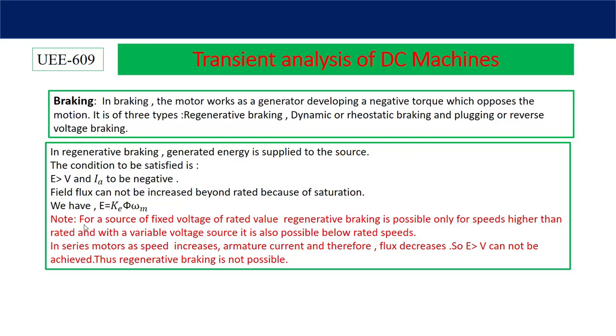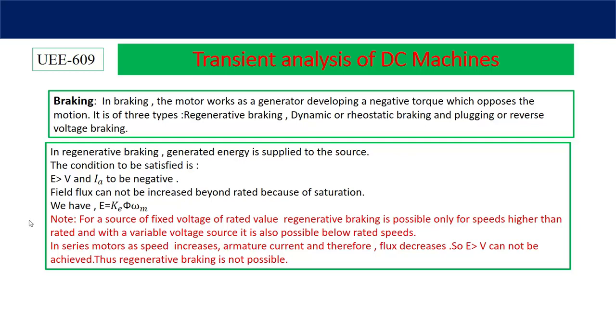Now the important point of this discussion: for a source of fixed voltage of rated value, regenerative braking is possible only for speeds higher than the rated, and with a variable voltage source it is also possible below rated speeds. So if the source voltage is variable, then whatever E we have developed across the motor, the source voltage is to be reduced below E. That means power can be fed back to the source in case of a variable voltage source.